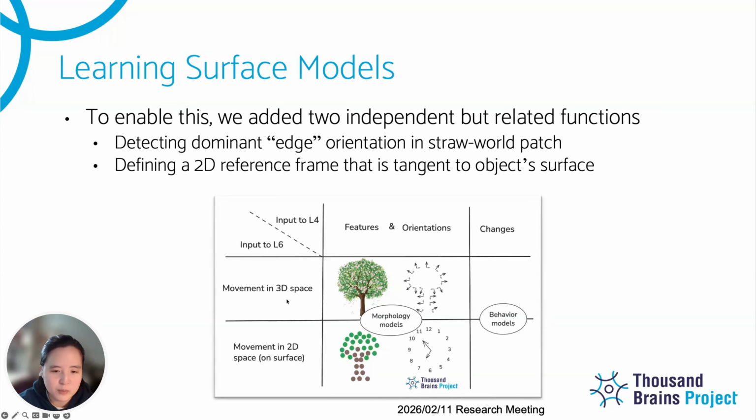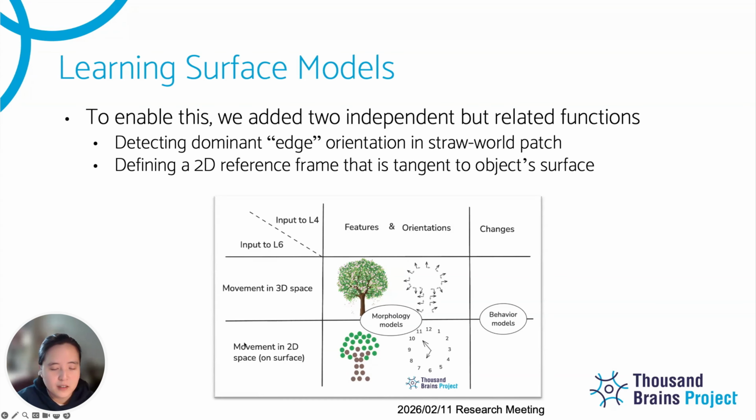So there can be movement in 3D space. The top left is what we already have: an agent that moves in 3D space. We extract features like colors or surface normals or other morphological or non-morphological features to learn a 3D point cloud object model.